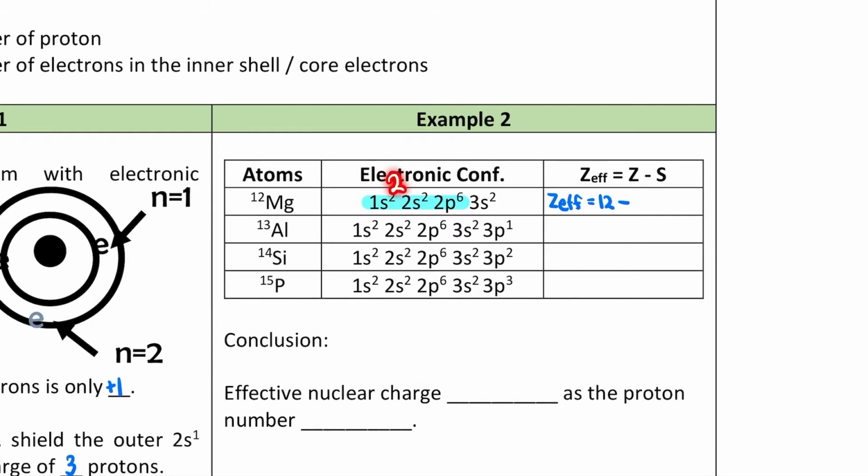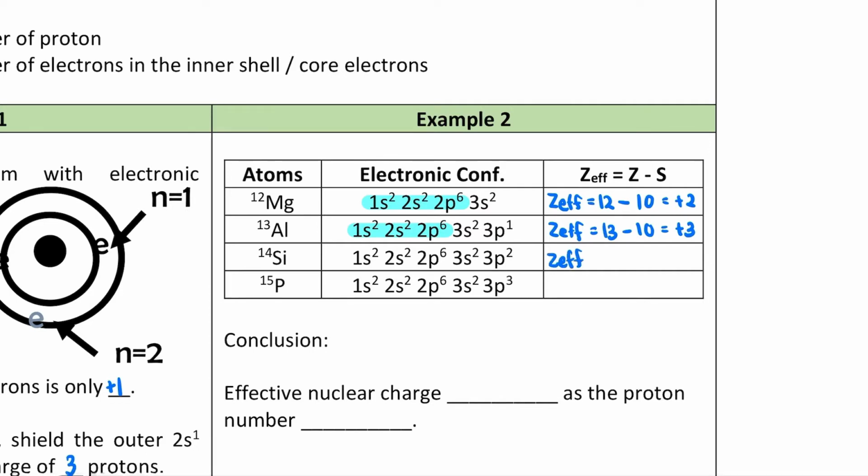So, how many electrons are in the inner shell? 2 plus 2 plus 6, so 10. 12 minus 10 equals plus 2. Next we do the same thing. For aluminium, 13 protons minus its inner shell. Same, there are 1, 2, 3 shells, that means 1 and 2 are inner shells. I will highlight the inner shell. The total number of electrons in the inner shell is also 10. So 13 minus 10 equals plus 3.